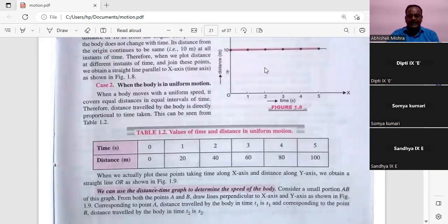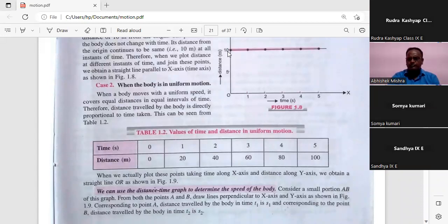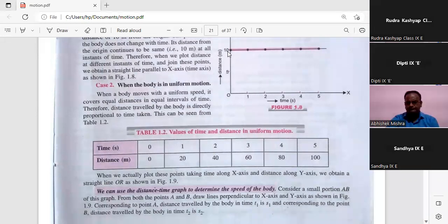Okay. A graph is plotted over here. It is a distance time graph. What is the name of the case over here in this graph? You raise your hand. A graph is highlighted on your screen. Figure 1.8. It is a distance time graph. Okay, Rudra first. What is the case over here, Rudra? First, the body is at rest. Okay, the body is at rest.